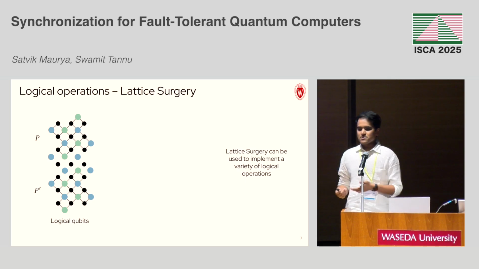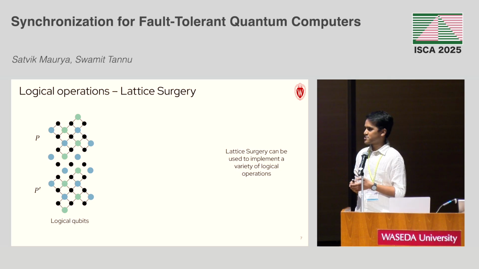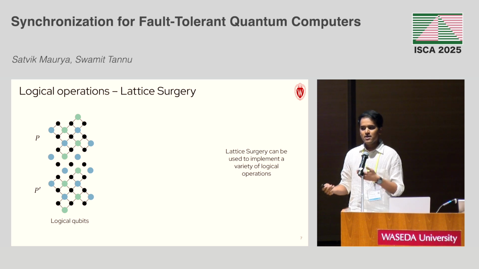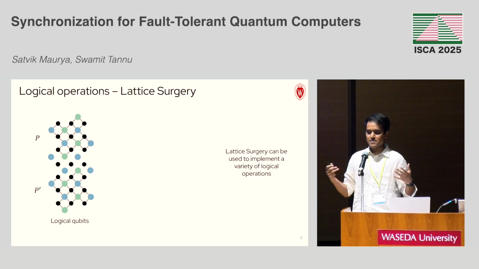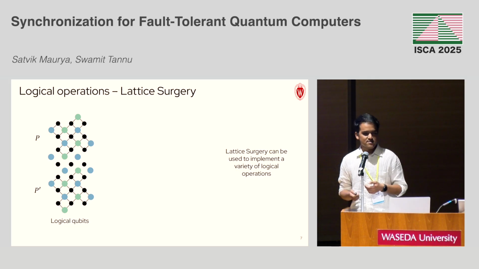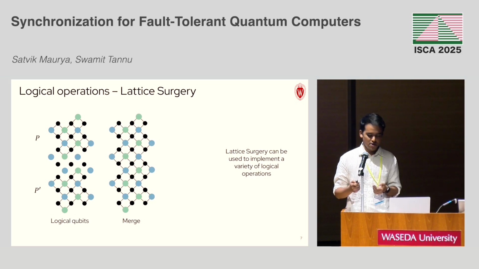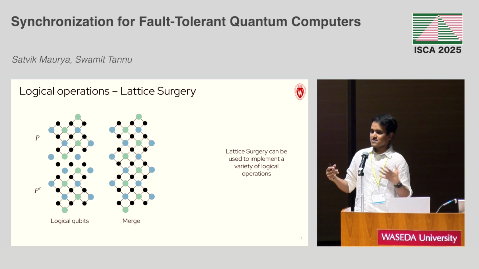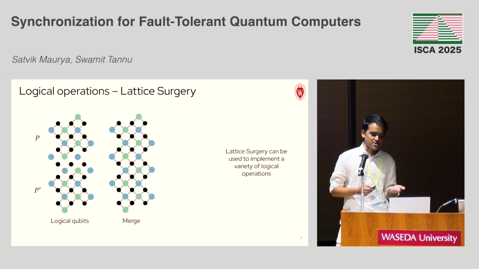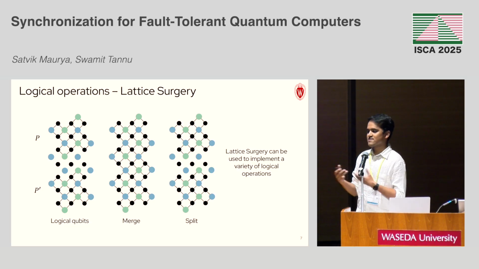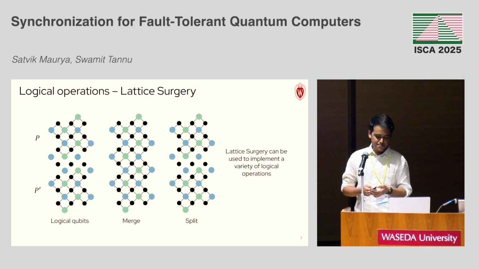Now lattice surgery can be used to implement a variety of logical operations. I'm not going to get into the details of how those logical operations are performed, but I will talk about the two constituent operations that make up lattice surgery. The first is the merge operation. What the merge operation is doing is fusing or stitching two logical qubits together into a single logical qubit. The other lattice surgery operation is the exact opposite. It's a split operation. It's splitting a logical qubit into two or more logical qubits.